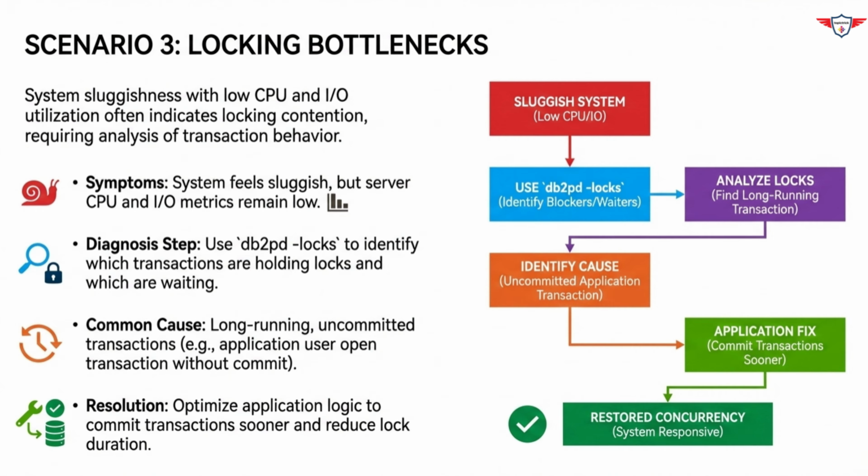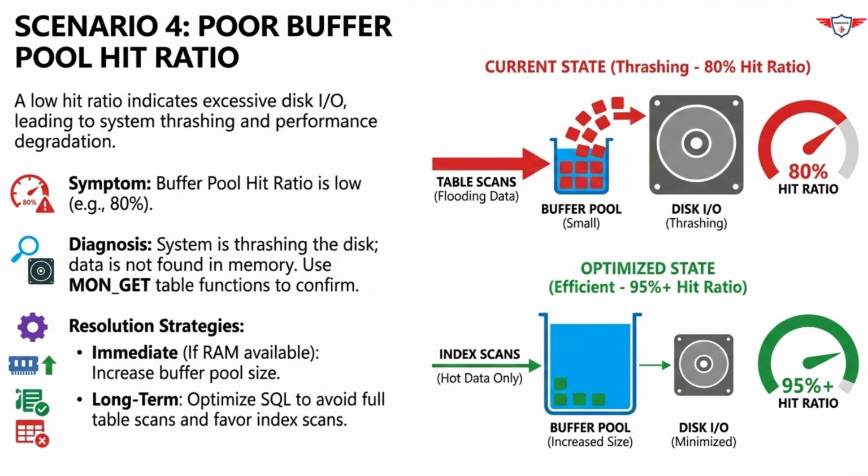Finally, scenario number 4, poor buffer pool hit ratio. You check your metrics and see a hit ratio of 80%. This means your system is thrashing the disk. The immediate fix might be to increase the size of the buffer pool if you have RAM available.